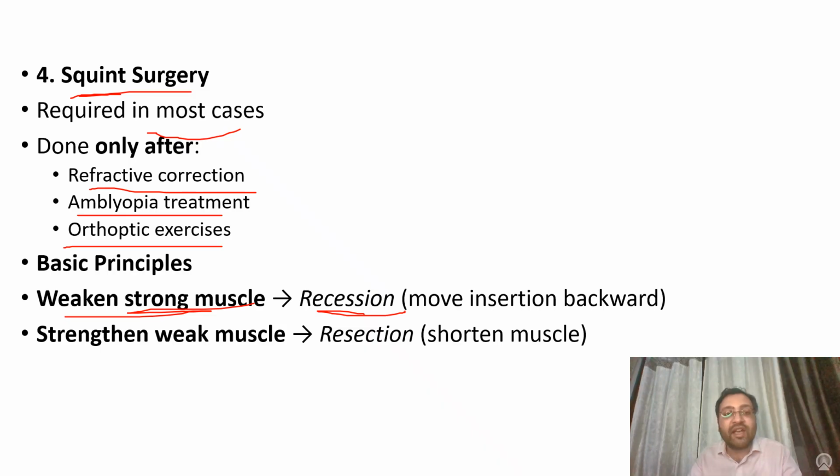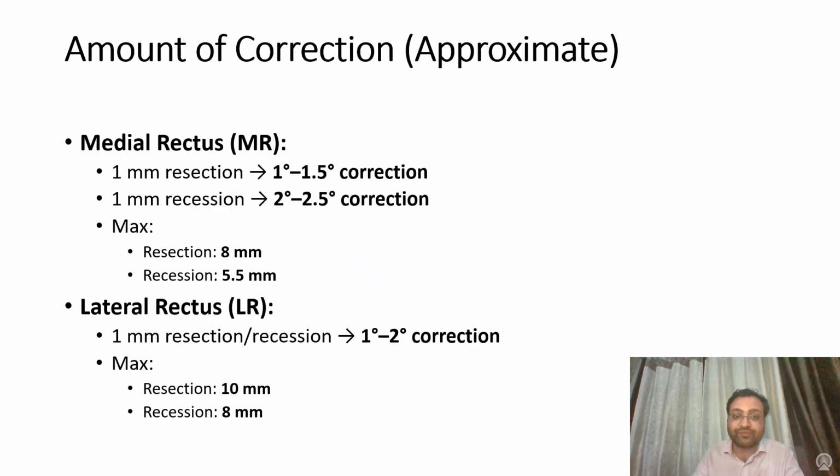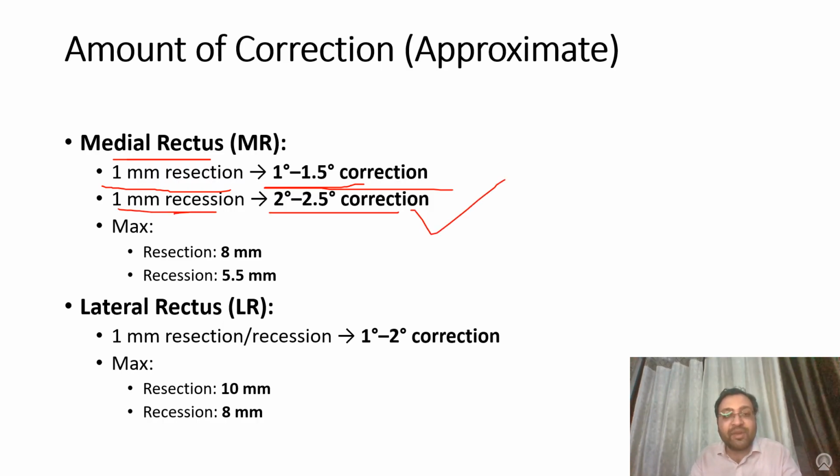All right. Or we can strengthen the weak muscle. How? By resection, by shortening the muscle. In this we cut the muscle. Now the approximate correction for a medial rectus: for 1 mm resection, there is around 1 to 1.5 degrees correction, and for 1 mm recession, 2 to 2.5 degrees correction can be seen. Maximum resection of medial rectus is 8 mm, and maximum recession is 5.5 mm.